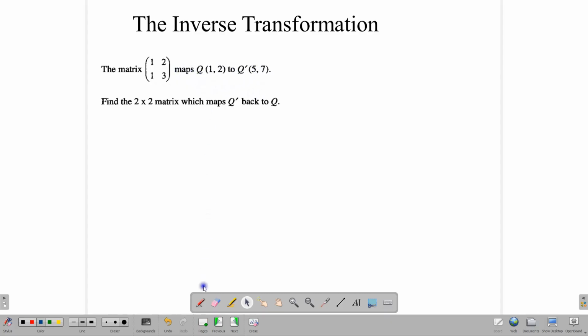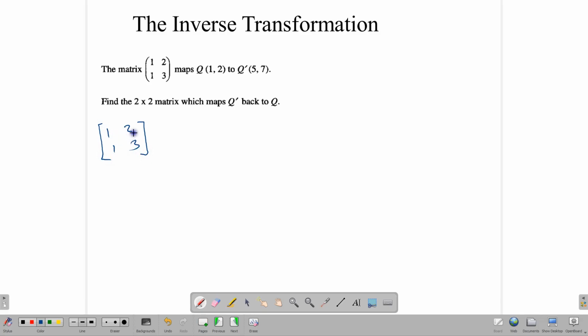To do that, what we need is to find the inverse of the matrix. So we will find the inverse of the transformation. Well, since I have it up there, let me not write it again. Let's just do it. And the matrix is this: 1, 2, 1, 3. And we need to find its inverse.